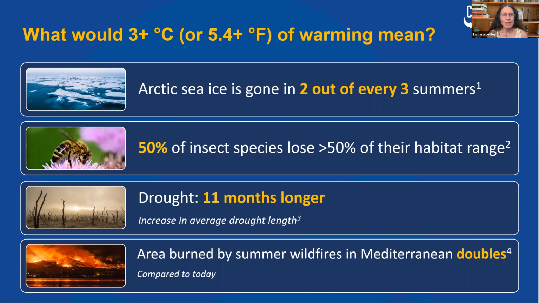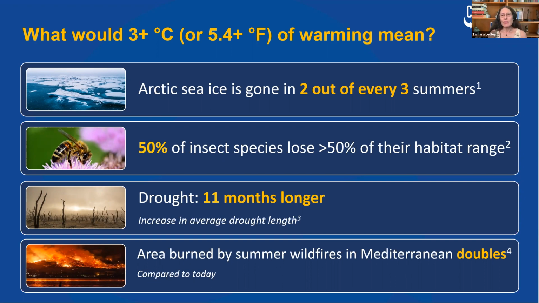In addition, insect species could lose over 50% of their habitat. This has tremendous implications for agriculture as we depend on insects to pollinate the crops that we grow. Drought could be 11 months longer than it is on average now. And burn areas, and we've heard a lot about the burn areas in the western part of the United States and in Australia. It's predicted that summer wildfires in the Mediterranean would double compared to today.